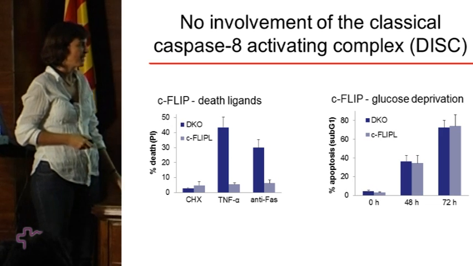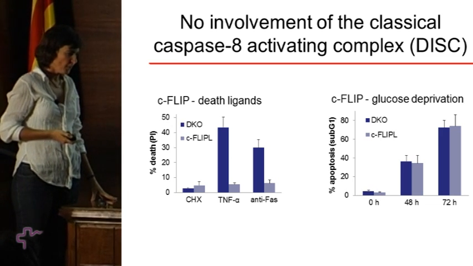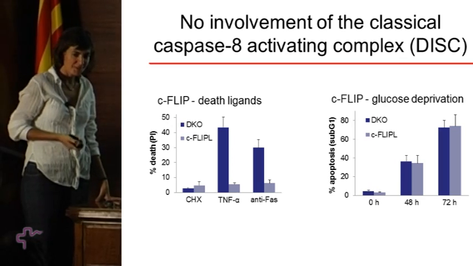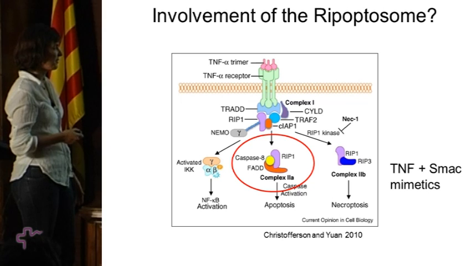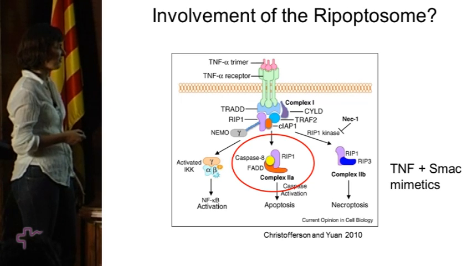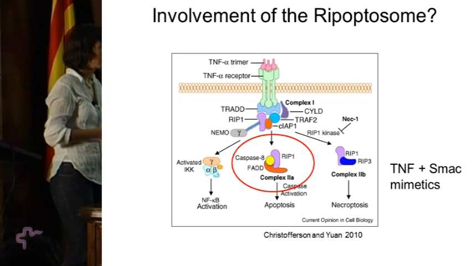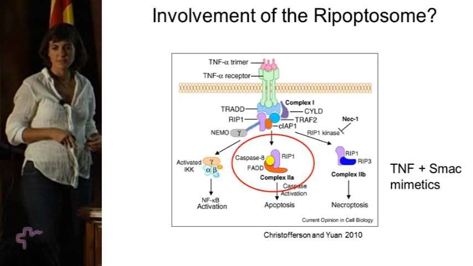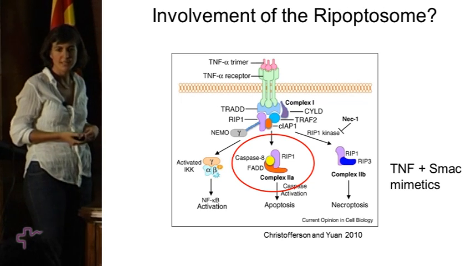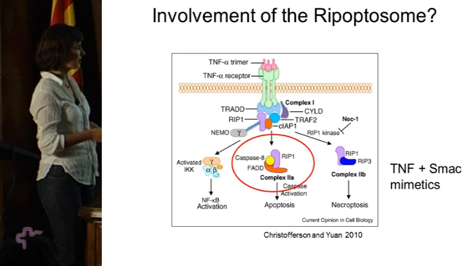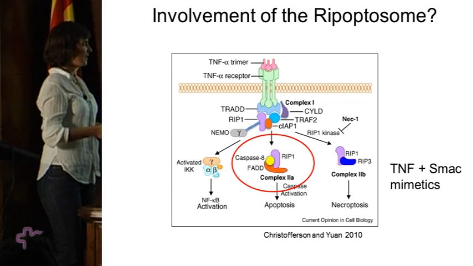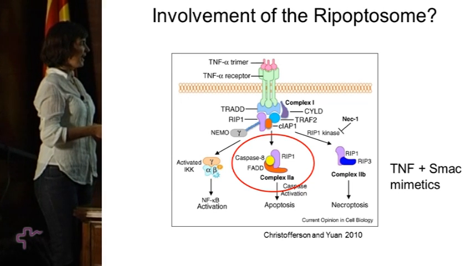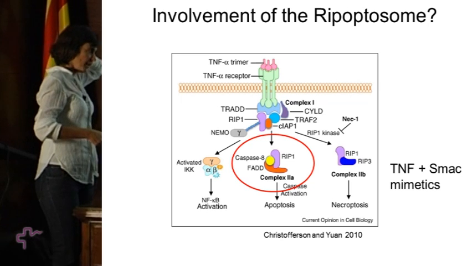So we have a form of activation of caspase-8 that is independent of the classical death-inducing signaling complex. We haven't solved this puzzle yet, but the latest thing that we tried to analyze was whether caspase-8 was being activated in a fashionable complex now, which is called the ripoptosome, that can be formed by some drugs. It was very recently described in Molecular Cell, but it was also described last year in response to TNF and SMAC mimetics. And this complex is formed by a kinase called RIP1, and it's composed of caspase-8 and some other molecules.